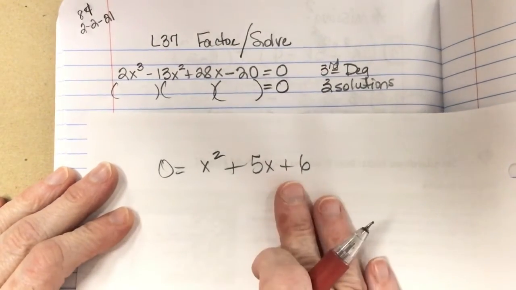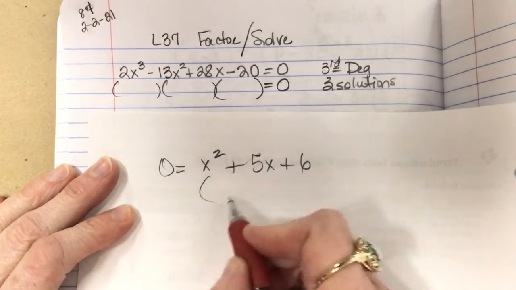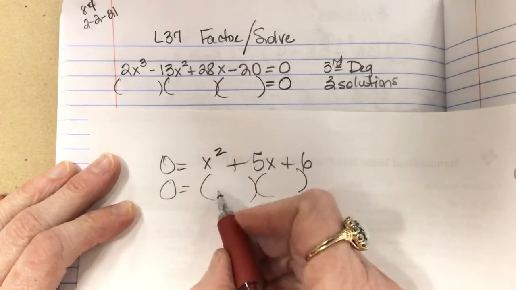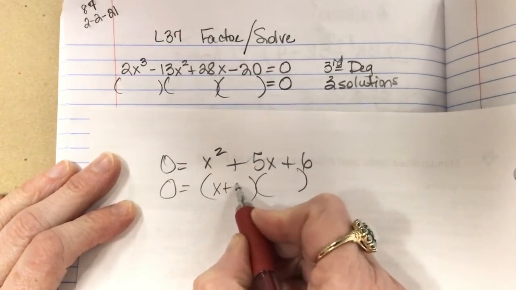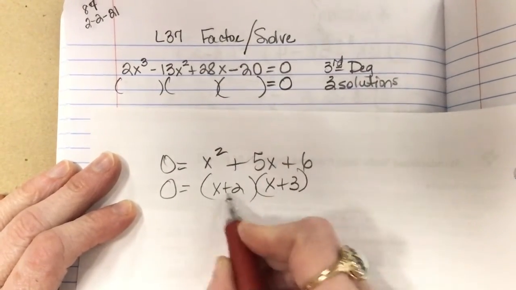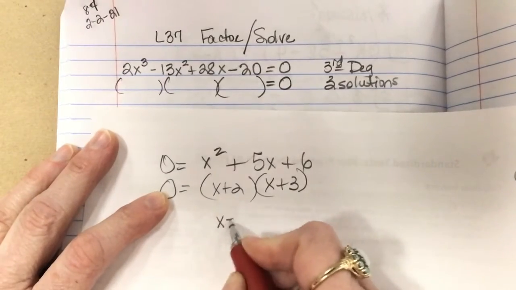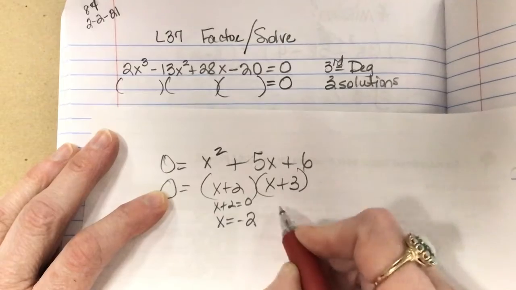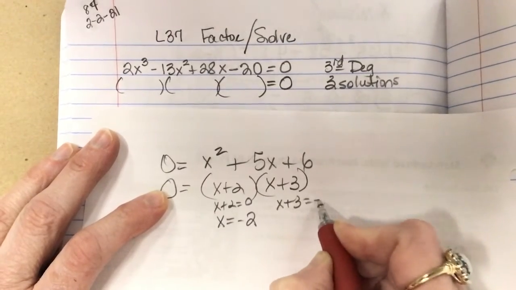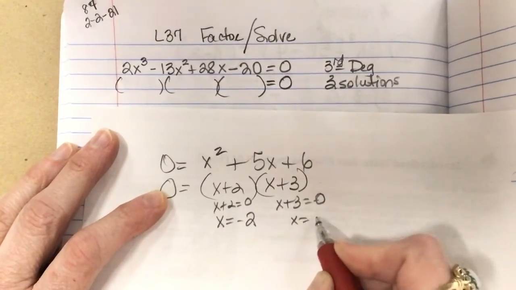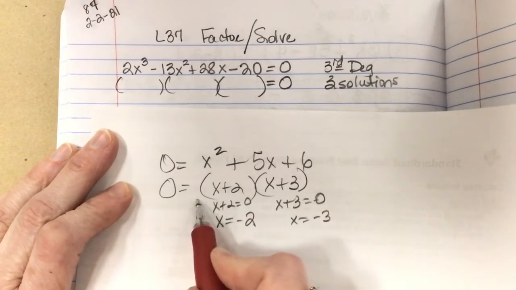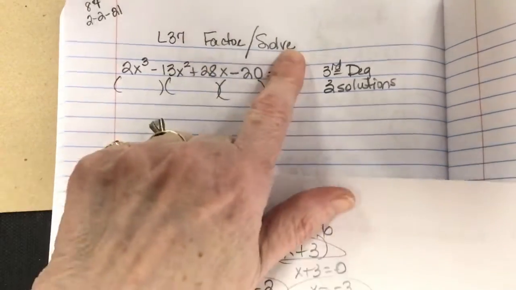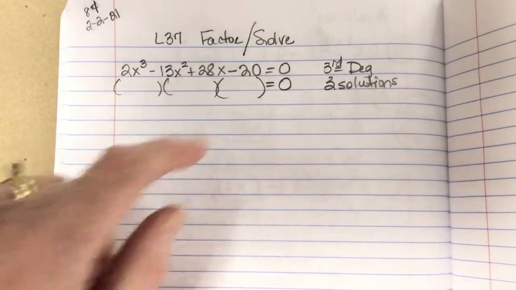If I have 0 equals x squared plus 5x plus 6, whether I do it by the calculator or whether I do it with a quadratic formula, I'll get x plus 2 and x plus 3. When I set those equal to 0, I get x plus 2 equals 0, x equals -2, x plus 3 equals 0, x equals -3. So this is it factored, and this is its 2 solutions. So that's the difference in factoring and solving.